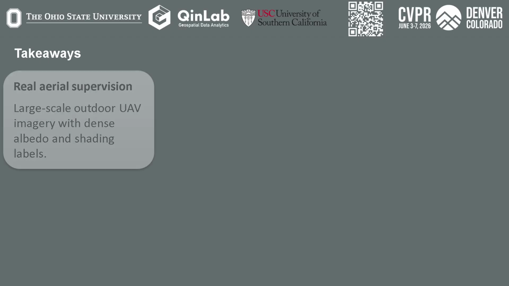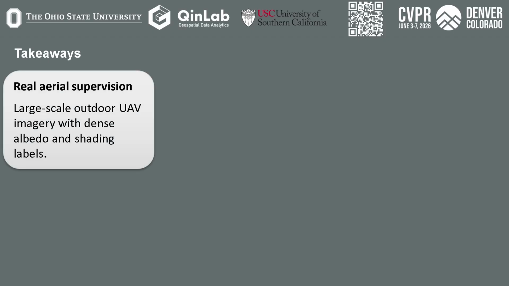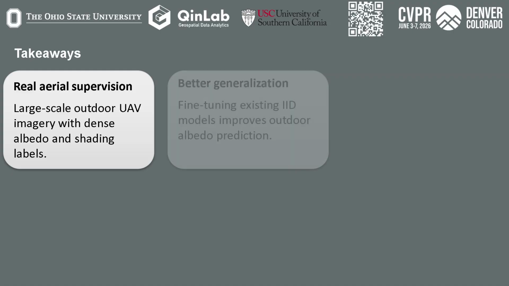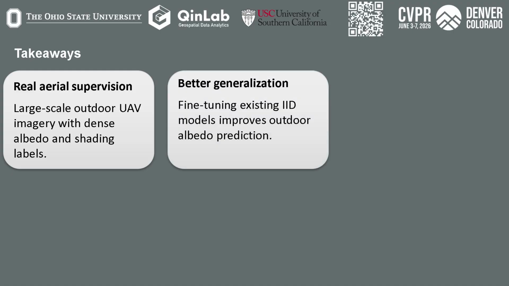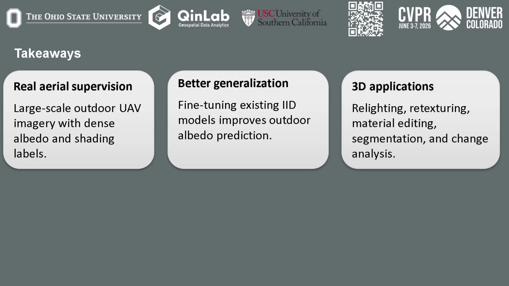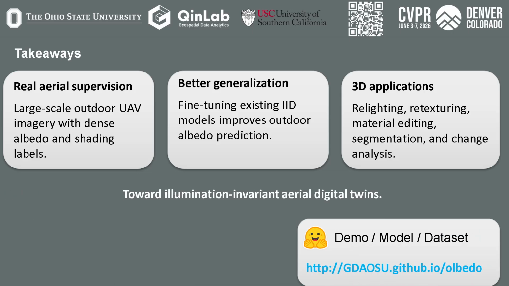To summarize, Olbedo provides real aerial supervision for outdoor intrinsic decomposition. It improves the generalization of existing albedo prediction models to aerial scenes, and it supports downstream applications such as relighting, retexturing, material editing, segmentation, and change analysis. We hope Olbedo helps move aerial digital twins toward illumination-invariant, editable, and physically meaningful representations.